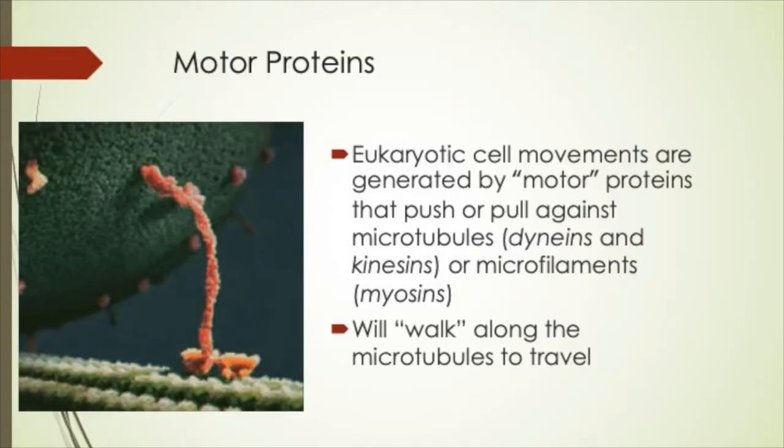These are eukaryotic motor proteins right here. They can push or pull against the microtubules, and they will walk on the microtubules to travel. They can basically pull large organelles and just travel along those microtubules like highways. So two of them are called kinesin and dynein. And they'll just go backwards of each other, like that.